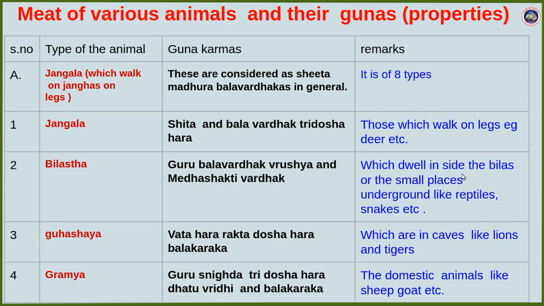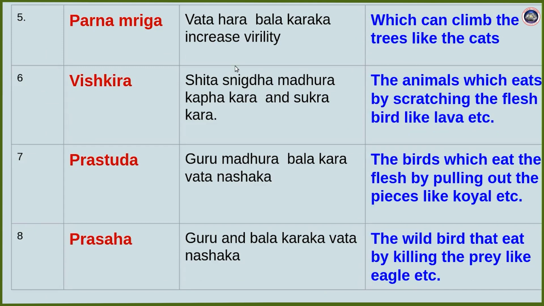Bilasta are those which dwell inside the bilas, that means which go inside small caves and underground, like reptiles and snakes. And Jangala are those which walk on legs like deer and others. They are all Balakaraka, Medha, Shakti, Buddhi Karaka, and Vata Hara. They are just Vata Hara things. That means they increase the kapha in the body. Like Parnamruga, which can climb trees like cats and others.